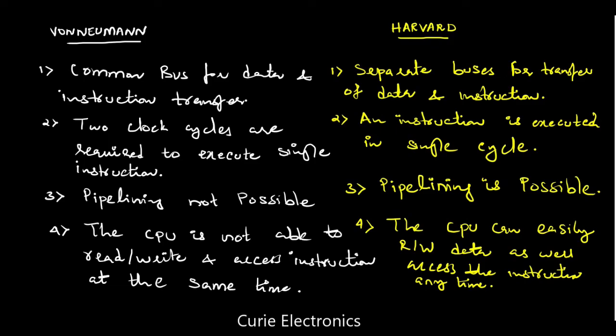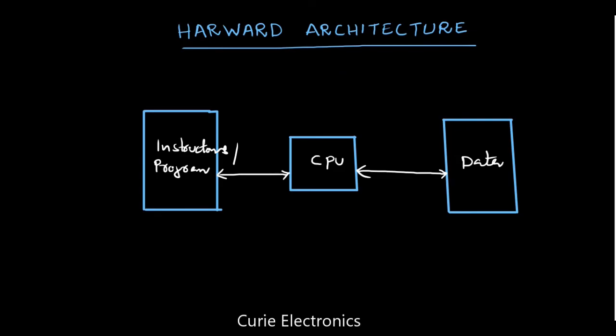This von Neumann architecture we use mainly in computers, personal computers, normal PCs. And this Harvard architecture we mainly use in microcontrollers. Now I hope you got the basic idea regarding the von Neumann architecture and the Harvard architecture.